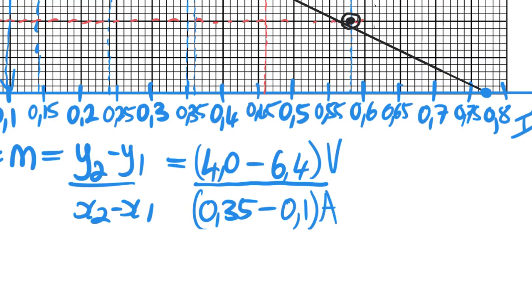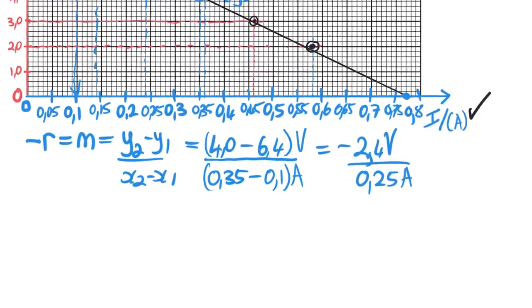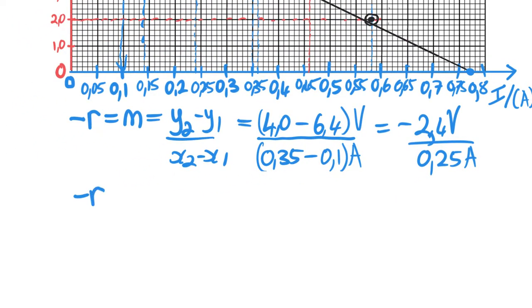And so now we are going to work this out using our calculator. So 4 minus 6.4 gives us negative 2.4 volts. And 0.35 minus 0.1 is 0.25 amperes. So negative 2.4 divided by 0.25. And that's going to give us that the negative internal resistance is equal to negative 9.6 ohms.